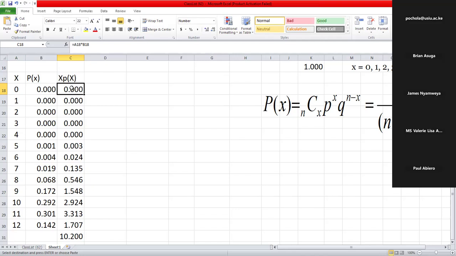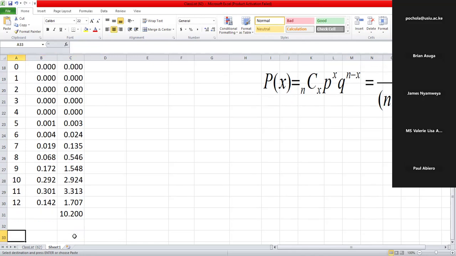10.2. 10.2 is the average number of successful surgeries. So this sigma x times P of x is equal to this, 10 successful surgeries. That's mu of x. Mu, you'll see it in a minute. That's the mean, eh? The mean number of successful surgeries by this surgeon. On average, you will get 10 successful surgeries, which is consistent with that shape. Out of 12, he's getting 10. Very high.